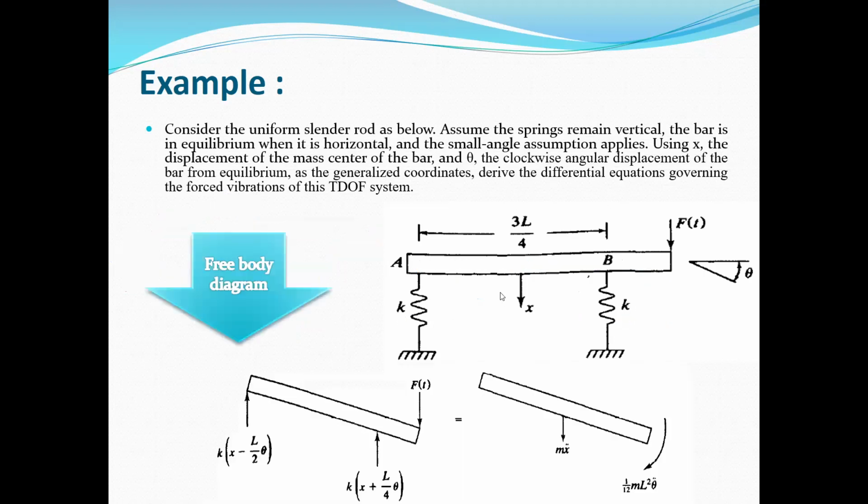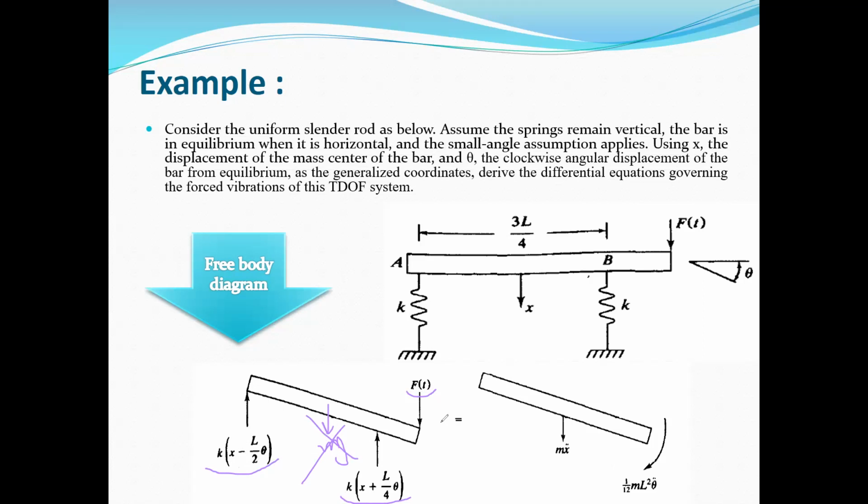So, as I told you, this is the free body diagram. This is the force in the spring on the left, K times XA, which is X minus L over 2 theta. And this is K times XB, which is X plus L over 4 theta. And we have also FT. And again, I should mention that we neglect the weight of the bar. You can see we don't have the weight, which is mg. We don't have this term because the weight will create some initial deflection. As you can see, we neglect the initial deflection and we neglect the weight as well.